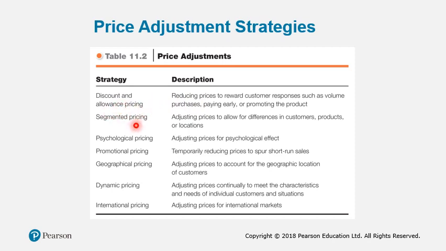There is allowance pricing. Second, segmented pricing. Segmented pricing is adjusting prices to allow for differences in customers, products, or even location. This is based on your segment. Sometimes this segmented pricing is also known as discrimination pricing, meaning you discriminate between different people, selling the same product at different prices.